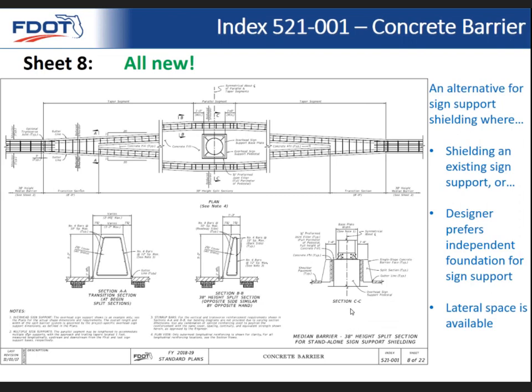And then, as I was mentioning before, the previous sheet I showed you was for the least amount of lateral space, the least amount of width. If you do happen to have some lateral space available on your project to fit this, some designers may prefer to use this option where you have an overhead sign support that you're shielding, but it's just independent of the barrier. You don't put the reinforcing through the barrier, and the barrier just basically goes around it. And so some designers might prefer that. And then also, this index sheet can apply if you happen to have an existing sign support and you just need to have some barriers that will go around it.